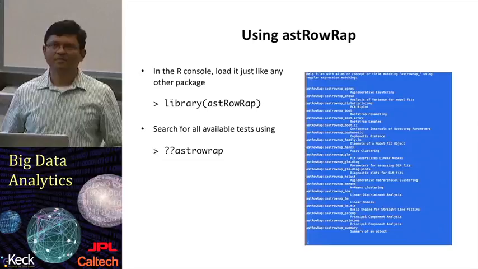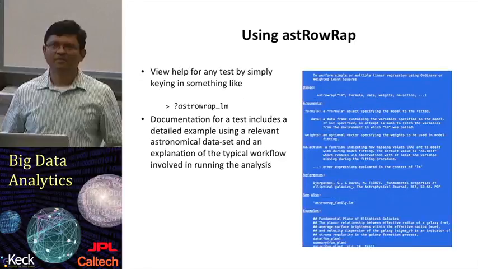One of the tools that you can use is LM, something that we had visited in the very first talk, the linear regression related thing. For each of them, you can get greater help by saying something like question mark AstroWrap_LM, and that will give you more details on that particular method. The documentation on the test includes the relevant astronomical data set as well as how to use that particular data set. There will be a few default methods like the plot method available with each of them. Here are some of the tests that we have covered.